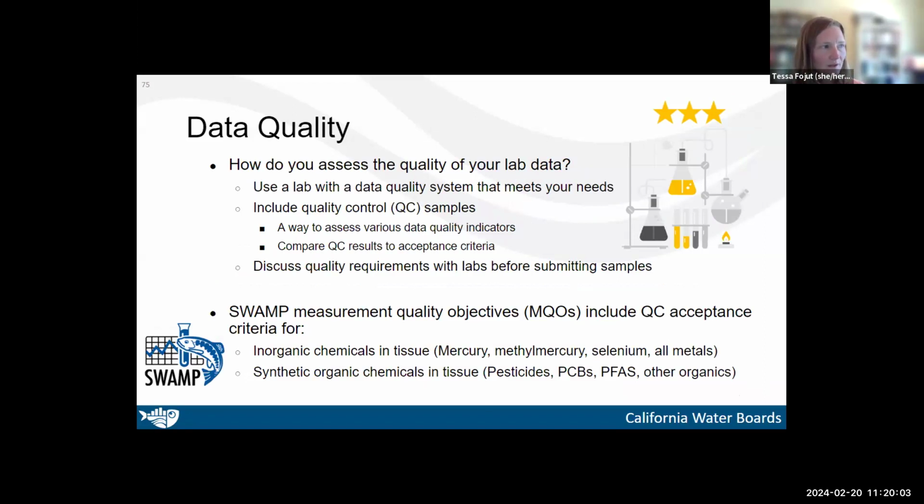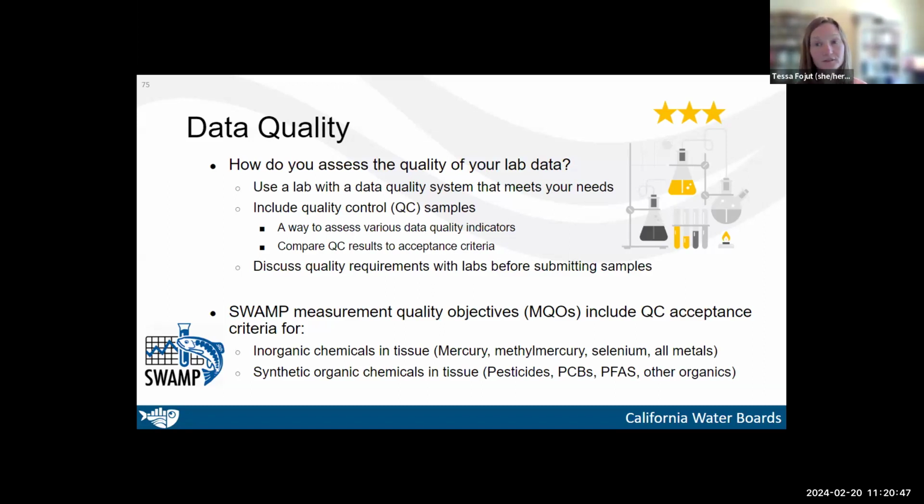So more on data quality, how do you assess the quality of your lab data? You want to pick a lab that you can trust that has a data quality system in place. And then you want to include quality control samples in your plan. Quality control samples are a way to assess various data quality indicators, like the ones we think of mainly: accuracy, precision, sensitivity, things like that. And then you want to compare the results of analyzing those quality control samples to your acceptance criteria. And you want to set up what your acceptance criteria are.